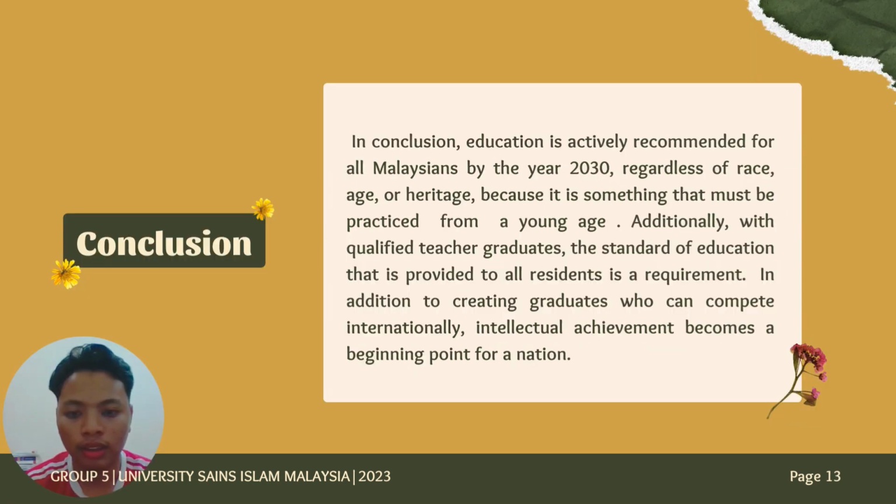The last topic is conclusion. In conclusion, education is actively recommended for all Malaysians by the year 2030, regardless of race, age, or heritage, because it is something that must be practiced from a young age. Additionally, with qualified teachers and graduates, the standard of education that is provided to all residents is a requirement. In addition to creating graduates who can compete internationally, intellectual achievement becomes a beginning point for a nation.